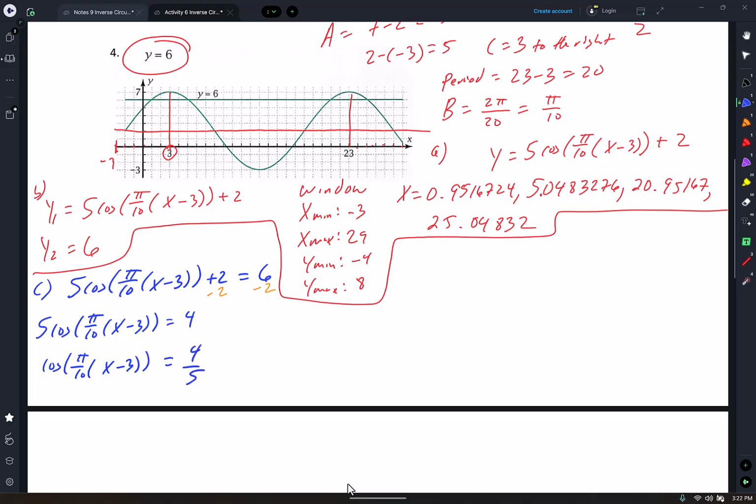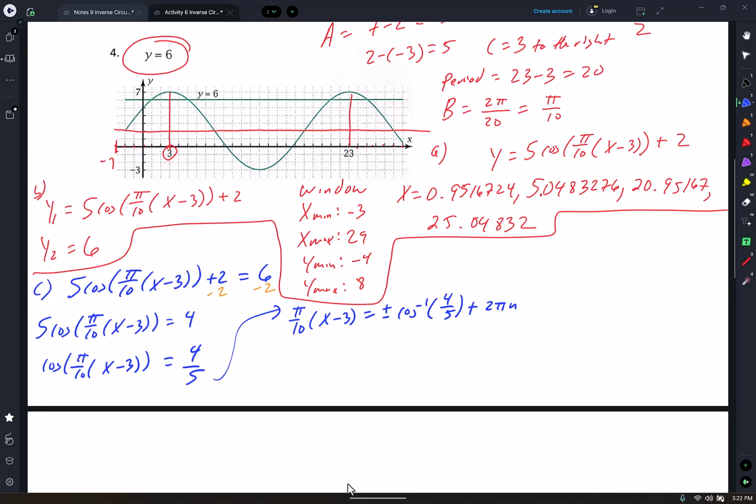Now I need to get rid of the cosine. How do I achieve that? Inverse. So I'm going to write pi over 10 times (x minus 3) equals, because this is not a perfect coordinate, plus or minus arc cosine of 4/5, plus 2 pi n. Don't worry, I slowed down. Are we still okay?